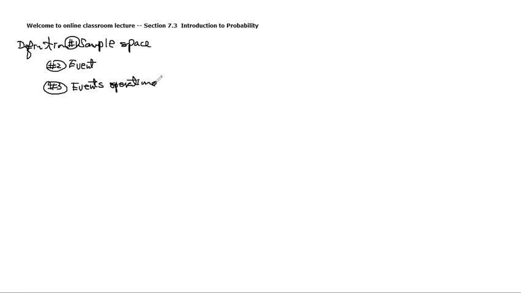When we talk about the first thing, the sample space, what do we mean by the sample space? The definition of the sample space is the collection of all possible outcomes from an experiment.